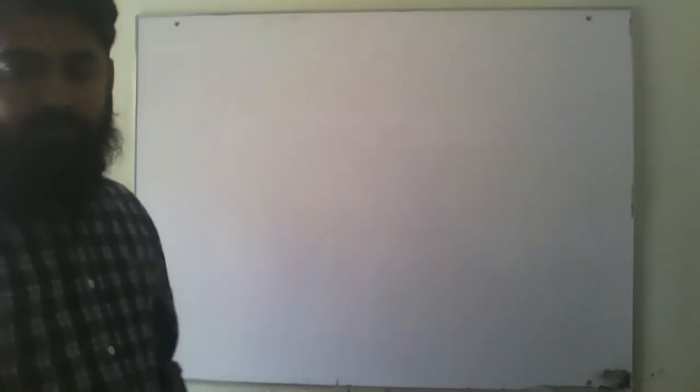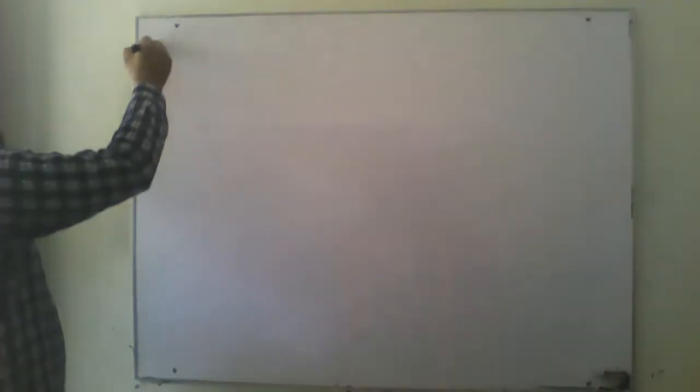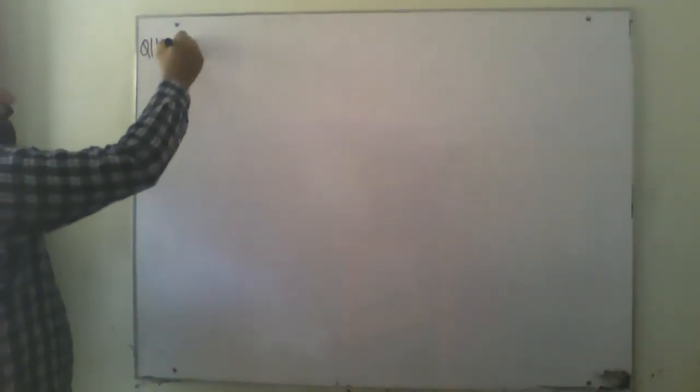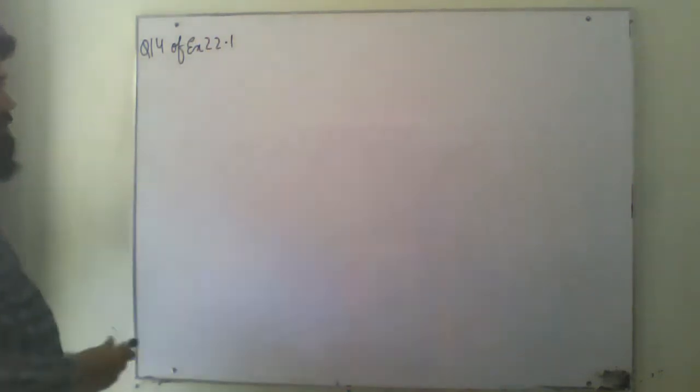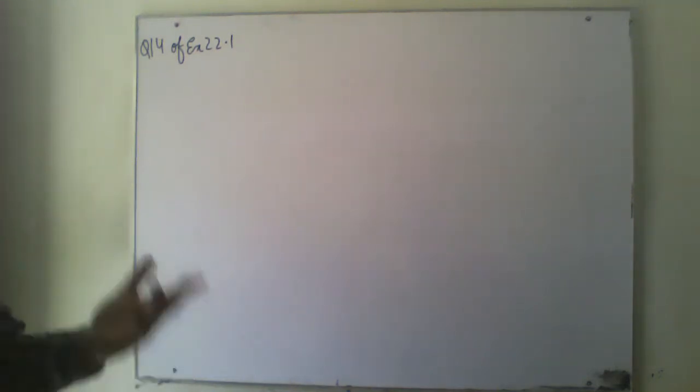answer. Now, question number 14 of exercise 22.1. Okay. The question says that a particle traveling in a straight line passes from a fixed point O with a velocity of 1 meter per second.